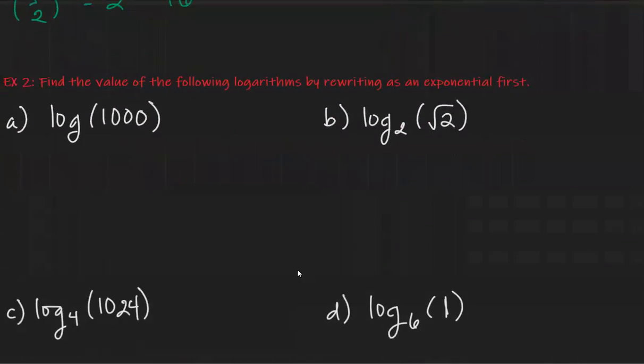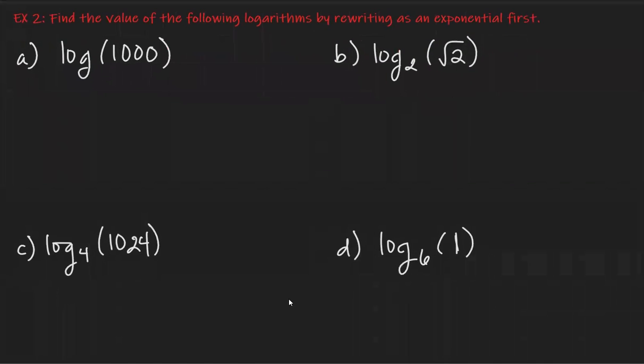So find the value of the following logarithms by rewriting as an exponential first. All right, let's start with the first one. Log of 1,000: we don't see a base, so we know it's base 10, all right? So we're trying to find the answer to this. Well, write equals question mark, because that's the mystery we're trying to solve. Now let's rewrite as an exponential. 10 to the mystery power is equal to 1,000. 10 to what power is equal to 1,000?